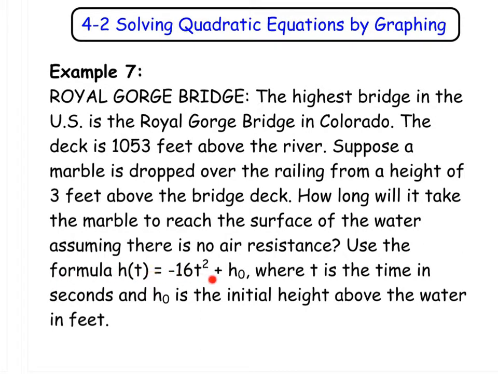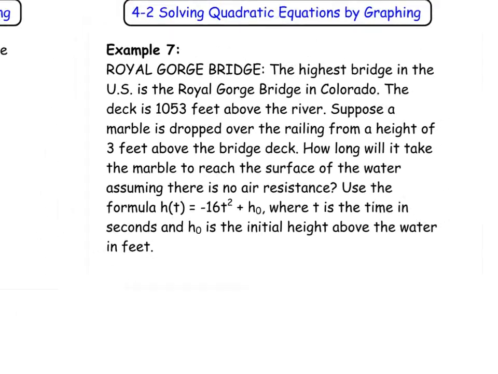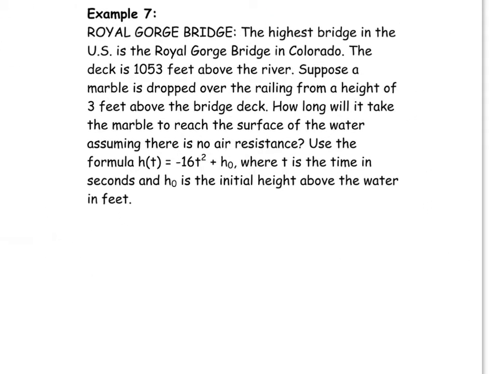Use the formula h of t equals negative 16t squared plus h naught, h sub 0, where t is the time in seconds, and h naught is the initial height above the water in feet. So this seems a lot more complicated than it actually is. So we can draw a picture to help us.